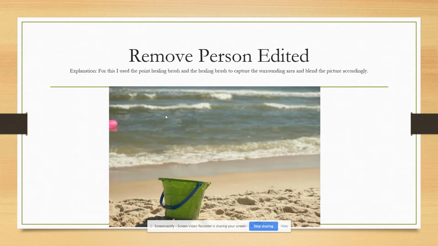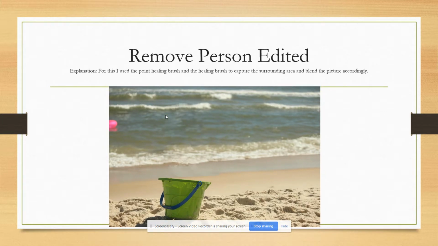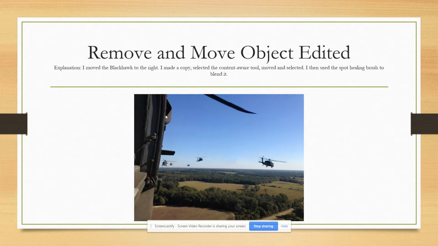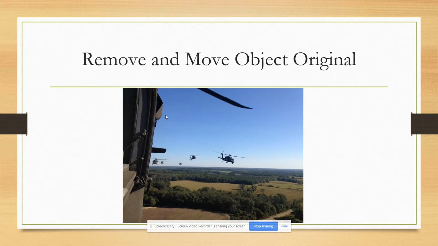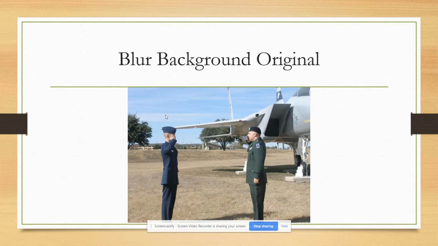Remove a person. And in this, I removed my poor son. As you can see in the background, he fades away. Remove and move object from the original. So here is a variety of UH-60 Blackhawks. They're flying together. So I moved that one over to the side a little bit. That was a little bit trickier than some of the others because of the fine details.